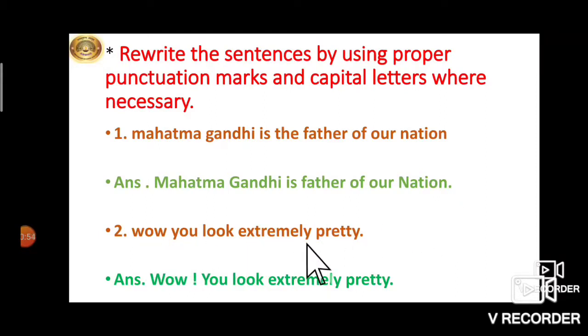Wow, you look extremely pretty. Whenever there is a sentence that starts, it has to be capital. So W here becomes capital, and there it is a feeling that expresses happiness, joy. Then there will be an exclamatory mark, and Y will be a capital, and you look extremely pretty. There comes a full stop. This is how you punctuate the sentences.